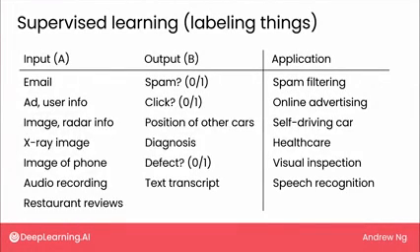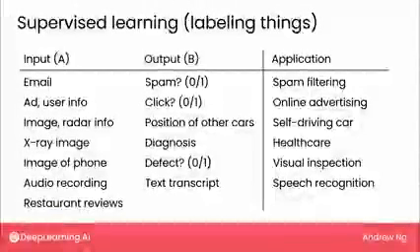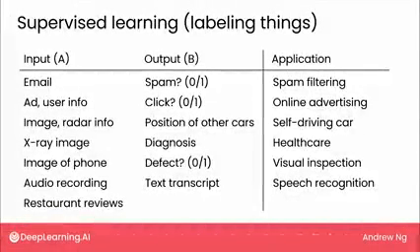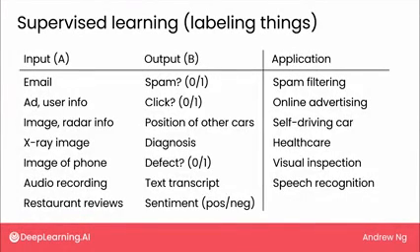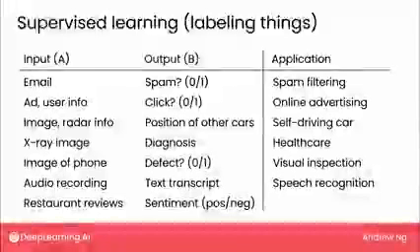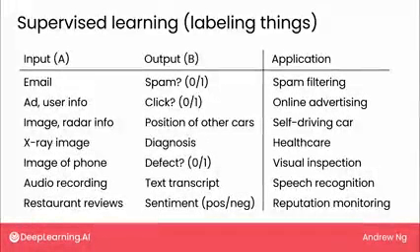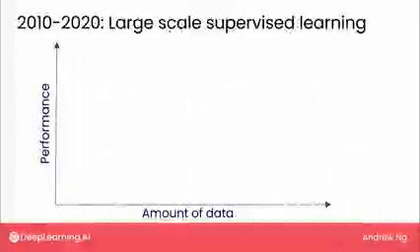Or as a final example, if you run a restaurant or some other business where occasionally you have reviews written about your business or your products, supervised learning can read those reviews and label each one as having either a positive or a negative sentiment. And this is useful for reputation monitoring of the business. So it turns out the decade of around 2010 to 2020 was a decade of large-scale supervised learning. And I want to touch on this briefly because it turns out this laid the foundation for modern generative AI.